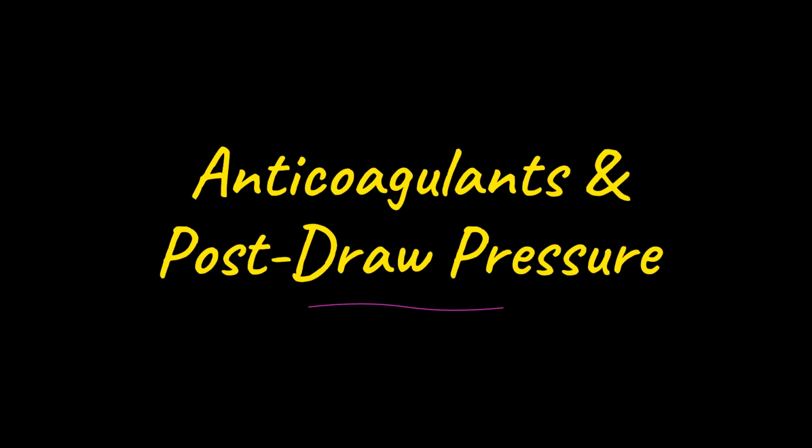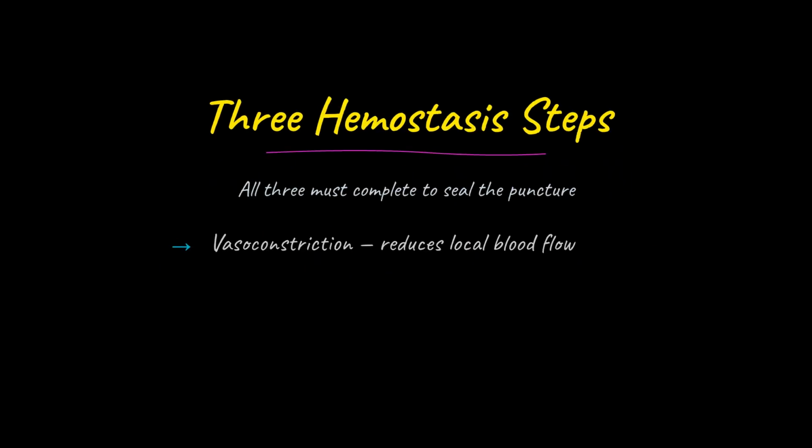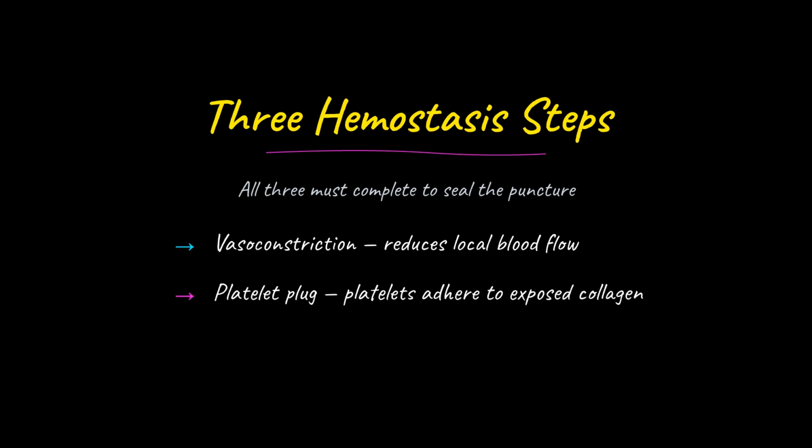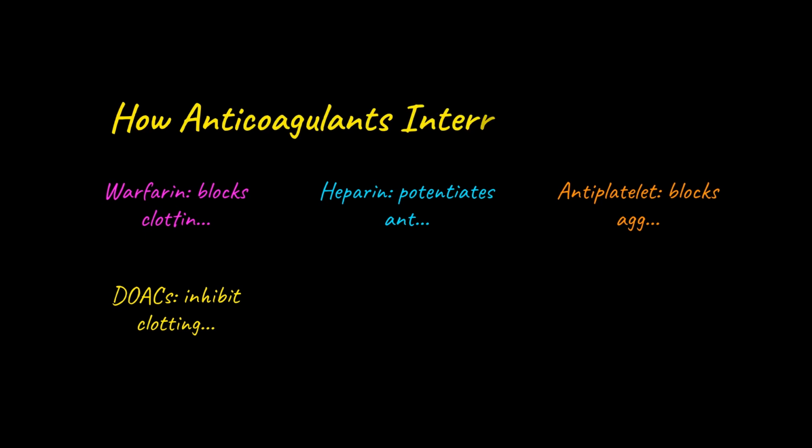The clotting cascade or platelet function is intentionally impaired, which means the puncture site needs more time and more vigilance to seal properly. After a needle exits a vein, 3 processes work together to stop bleeding. First, vasoconstriction reduces local flow. Second, a platelet plug forms within seconds. Third, the coagulation cascade weaves a fibrin mesh through the plug over the next several minutes, locking the seal.